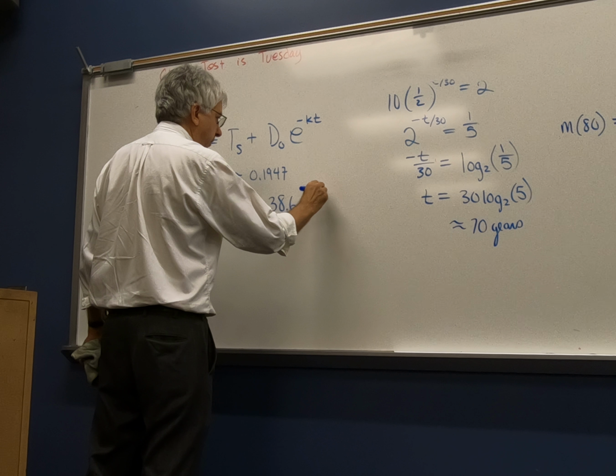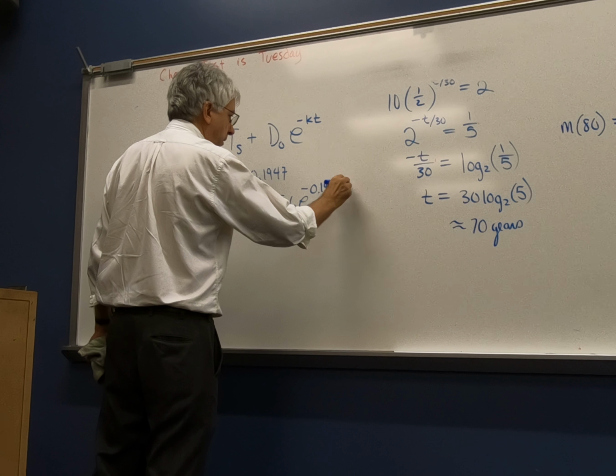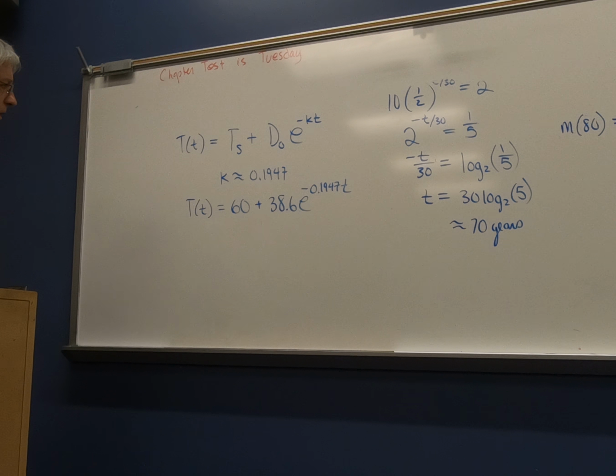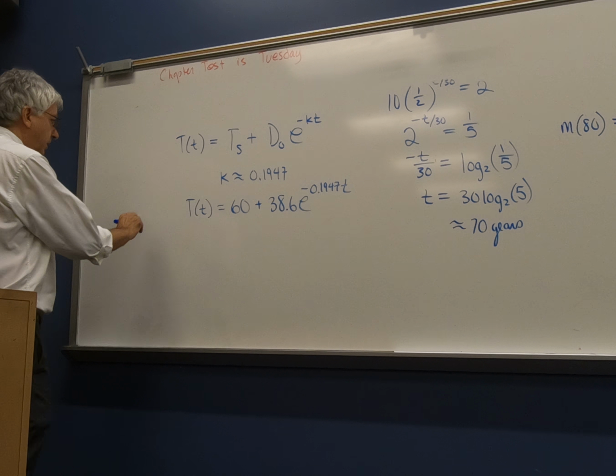And 38.6 e to the negative 0.1947 t. So there's our model. That's part A. That's all they wanted in part A.